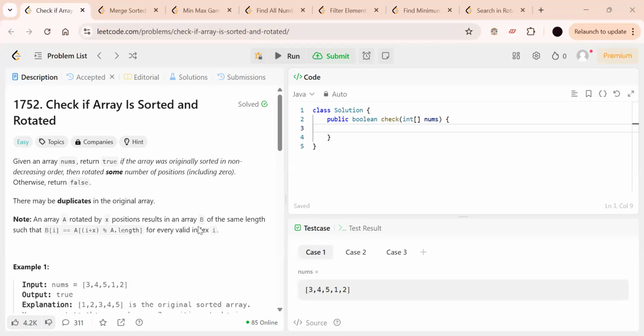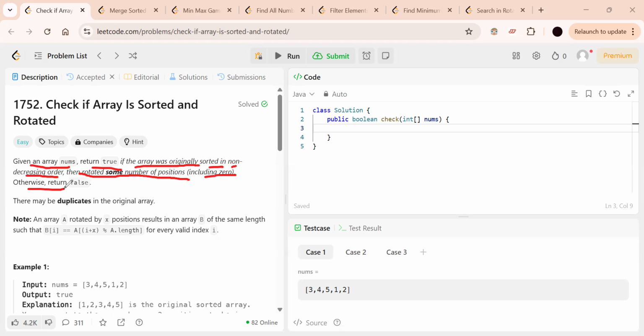Hello everyone, welcome back. Today we are here to discuss a question called check if array is sorted and rotated. Question number 1752 from LeetCode. So let's jump into the question. Given an array nums, return true if the array was originally sorted in non-decreasing order, then rotated some number of positions, including 0. Otherwise return false.